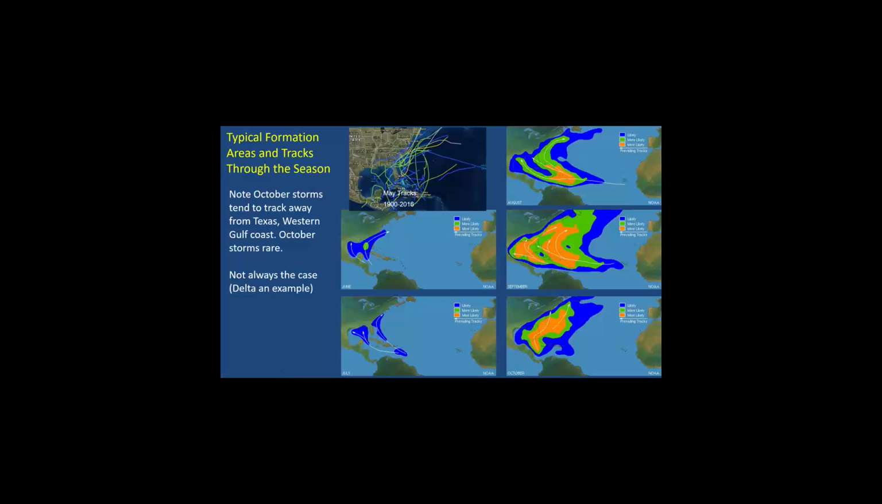Of course, we saw just last week, Delta plowed right into Louisiana. So, there's a case where an October storm did get awfully close to us, and it did impact the Western Gulf. So it doesn't always work out this way.